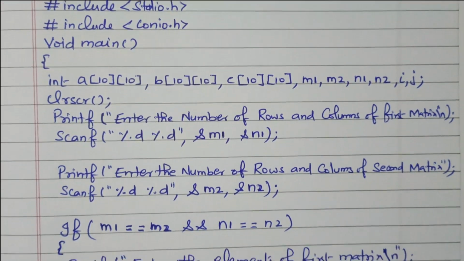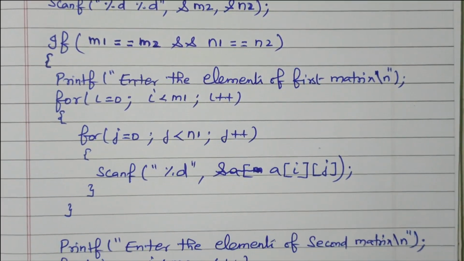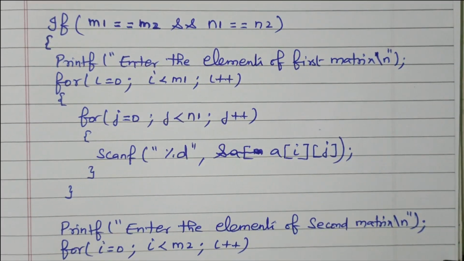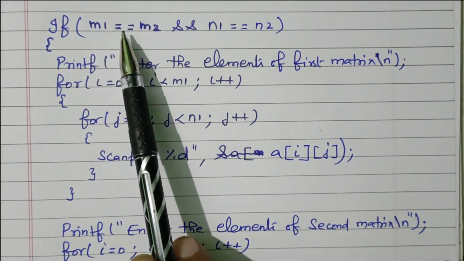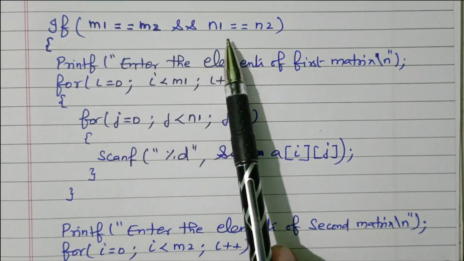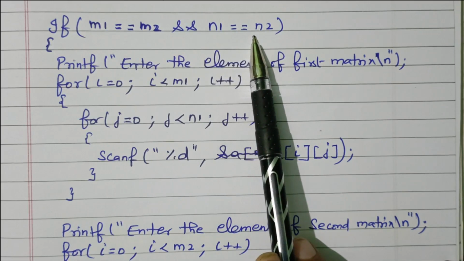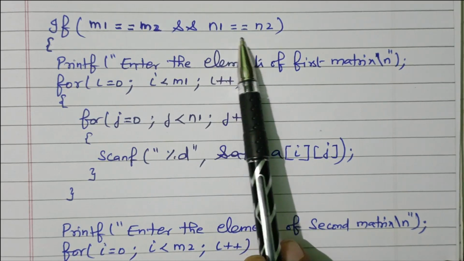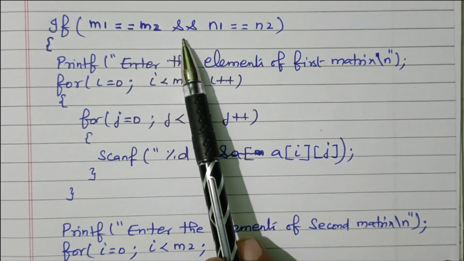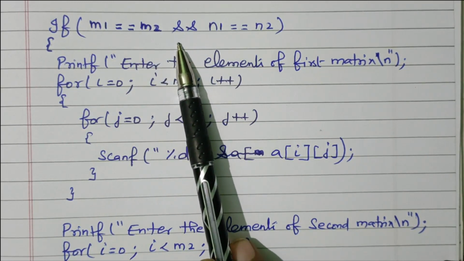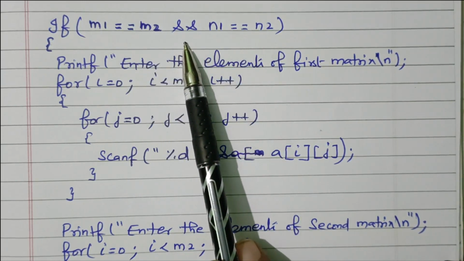Now we need to check the condition whether it is possible to perform the matrix addition. What is the condition? If M1 double equal to M2, the double equal checks whether both are equal. Similarly N1 double equal to N2, which is the conditional checking operator, right? Both conditions should be true, then only we can proceed. So we are using the AND symbol. AND logic is nothing but if both conditions are true, then only it will return 1.